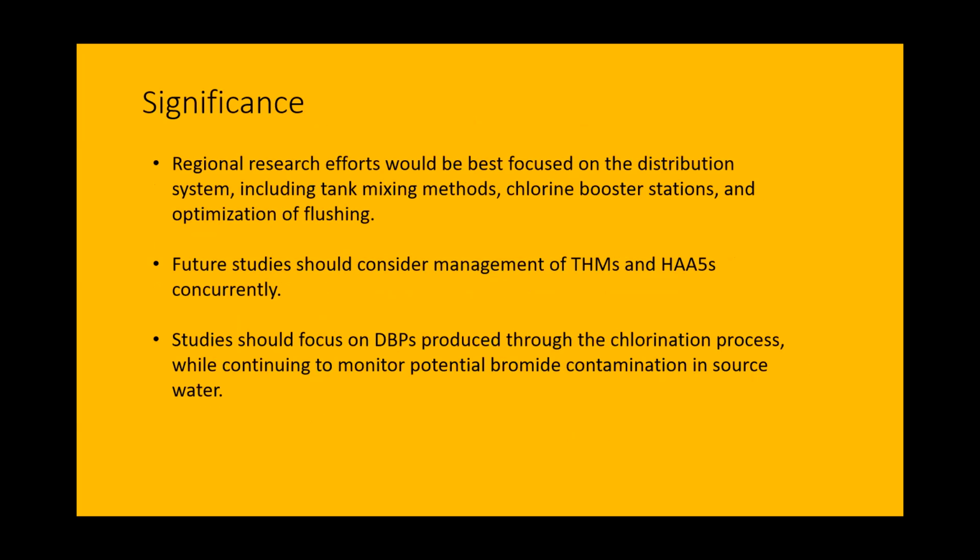These findings are significant because they showed us the following things. So first is that regional research efforts would be best focused on the distribution system, including tank mixing methods, chlorine booster stations, and optimization of flushing. And these methods would have the largest impact on consecutive systems and would be the most practical and cost-effective for the rural systems. Second, future studies should consider management of the THMs and HAA5s concurrently. And third, studies should focus on DBPs produced through the chlorination process while continuing to monitor potential bromide contamination in the source water.